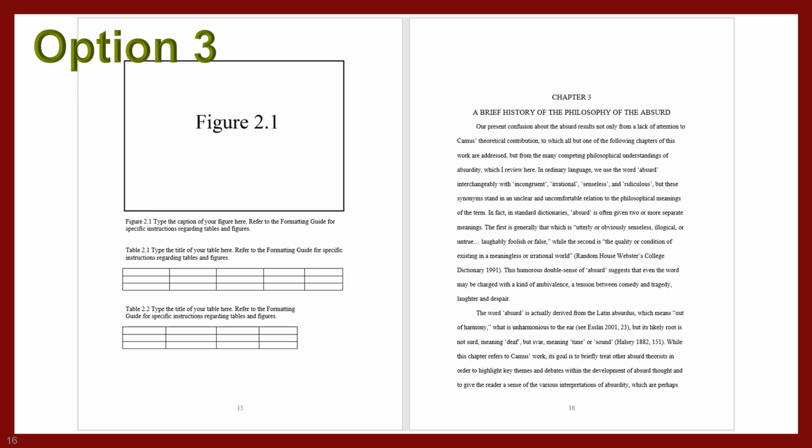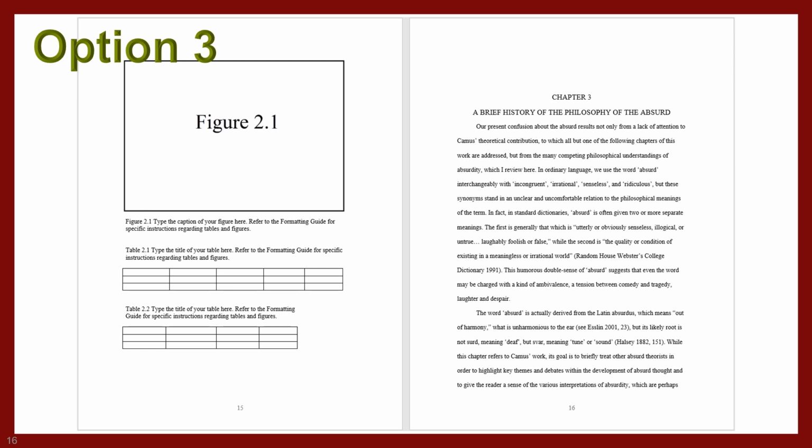Your third and final option is to place all tables and figures at the end of the chapter in which you make reference to them. The tables and figures should be placed in the order that you reference them in the chapter. Note that you cannot place all tables and figures at the end of the entire document, but you can place them at the end of each chapter.